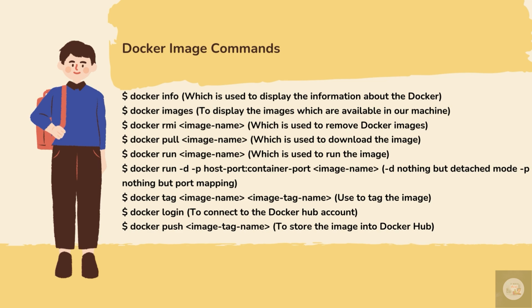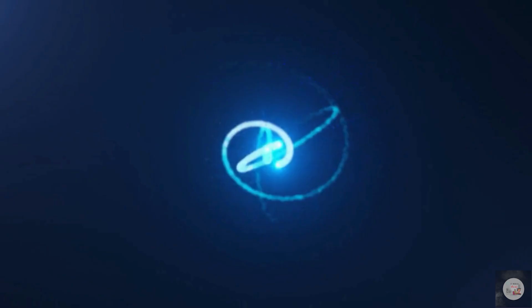Let's start with some essential Docker image commands. You can use docker pull to download an image, docker images to list all available images, docker rmi to remove images, and docker tag to tag images. Additionally, docker history shows the history of an image.